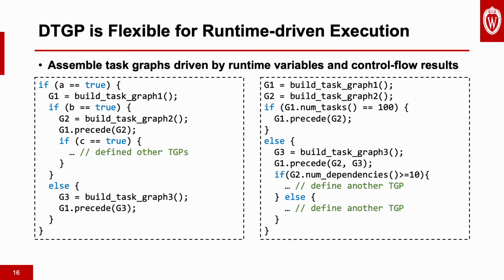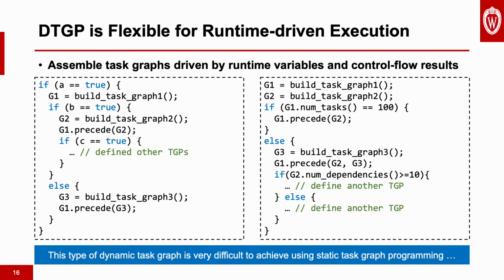Or, depending on the number of tasks in the graph, if G1 has 100 tasks, I'm going to run G2 right after G1. Otherwise, I will create a new task graph G3 and make G2 and G3 run after G1. This type of dynamic task graph parallelism is very difficult to achieve using the static task graph programming model because you cannot decide the task graph structure upfront.